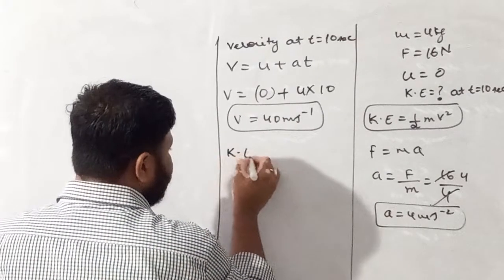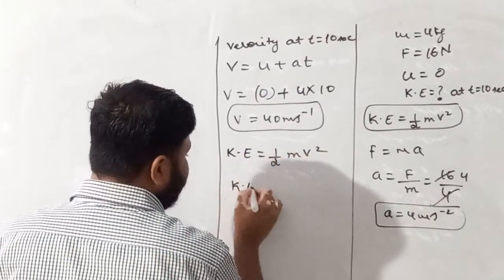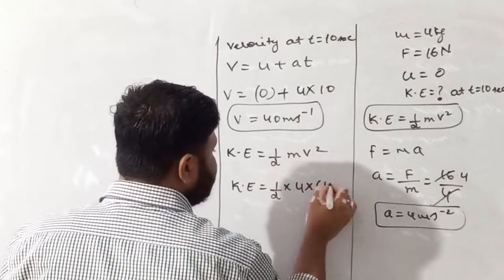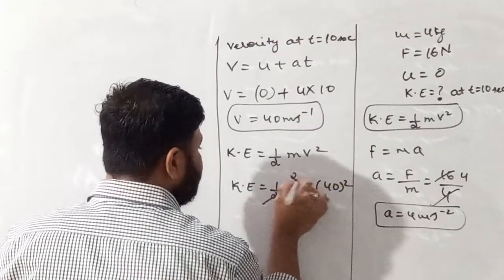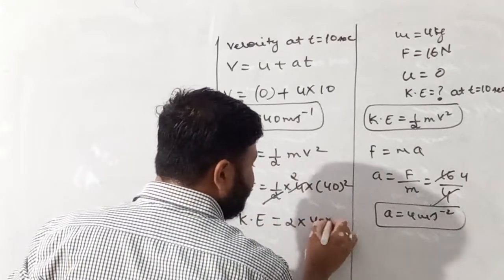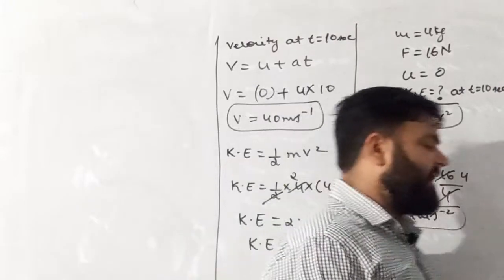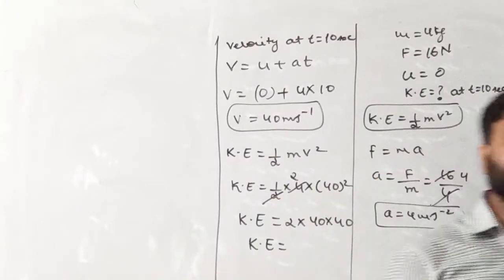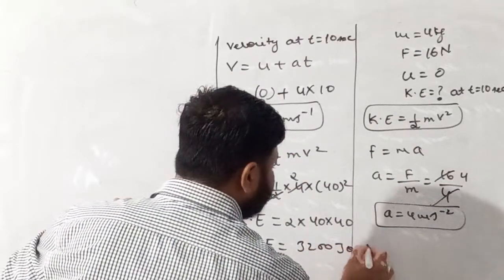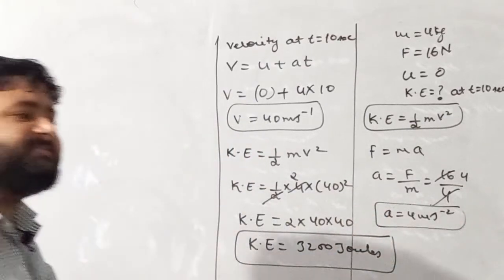Now we'll get kinetic energy by the relation half mv square. So kinetic energy equals half, mass is 4 kg, velocity is 40 square, so 2 twos are 4, so kinetic energy becomes 2 into 40 into 40. After solving this, my dear student, you will get 3200, and the SI unit of energy must be joules. So kinetic energy is 3200 joules. Very easy question.